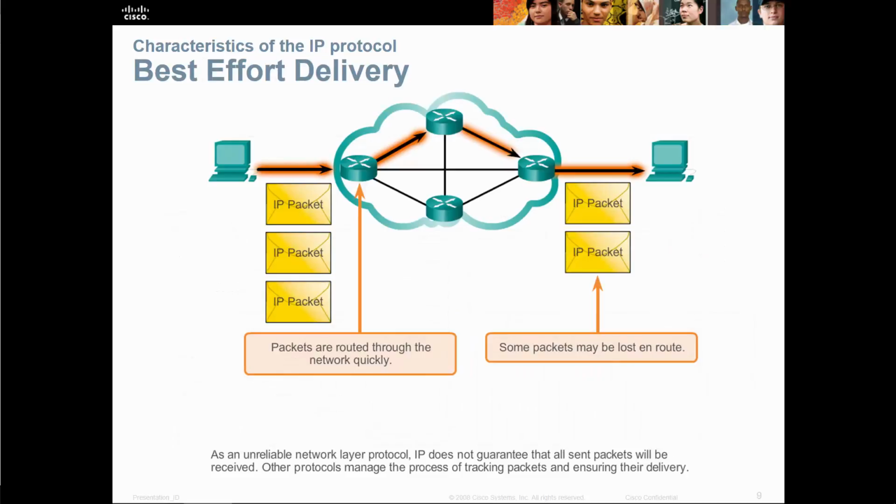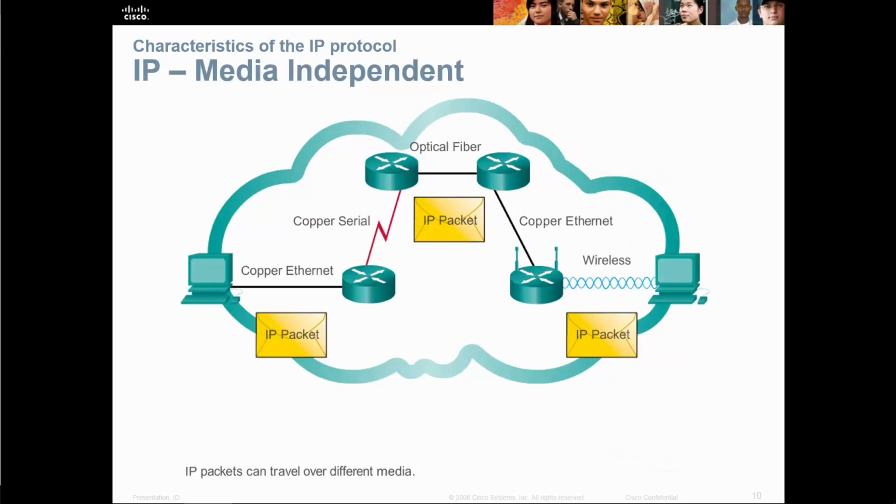Here's another great example. Packets are routed through the network very quickly, and they may take different paths, and there could be loss because of the quickness of the transmission, so some of that data could be lost. There are mechanisms in place to prevent this, but right now there could be loss. It's media independent, so it can go over copper or fiber or wireless. It doesn't matter.